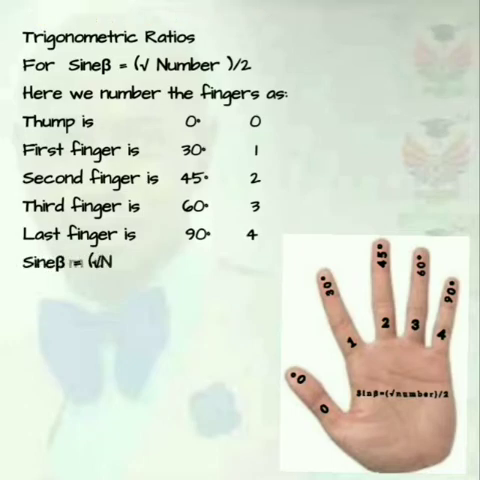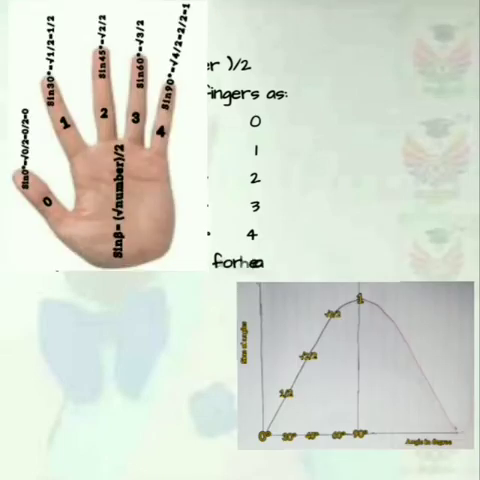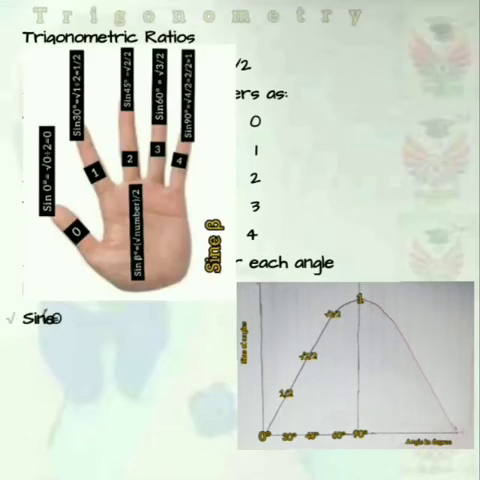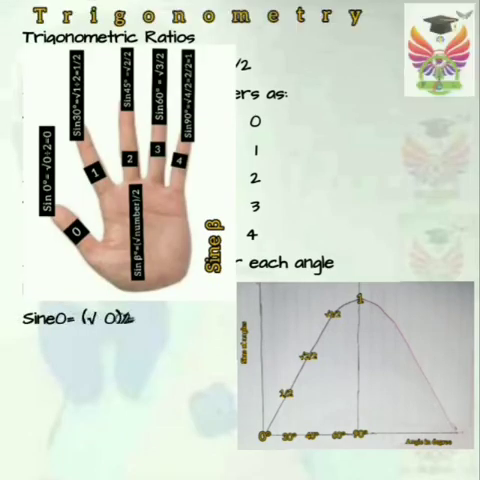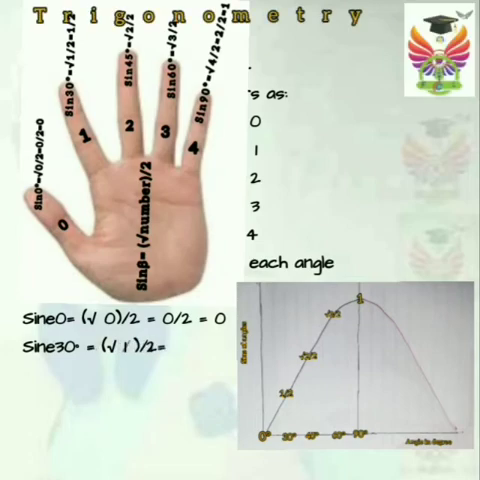Now, upon substitution of the values of beta from 0 to 90, we are going to get the sine of each angle, starting with sine 0. Sine 0 now becomes root of 0 over 2, which gives 0 over 2, which gives 0. Sine 30 degree now becomes root of 1 over 2, which gives 1 over 2.